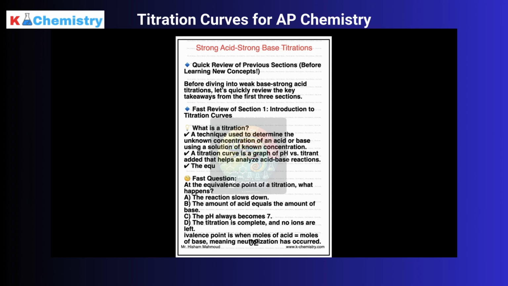What's titration? It's a technique used to determine the unknown concentration of an acid or a base using a solution of known concentration. A titration curve is a graph of pH versus titrant added that helps analyze acid-base reactions. Okay, let's have a look.